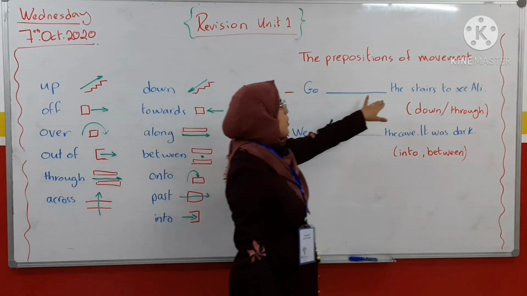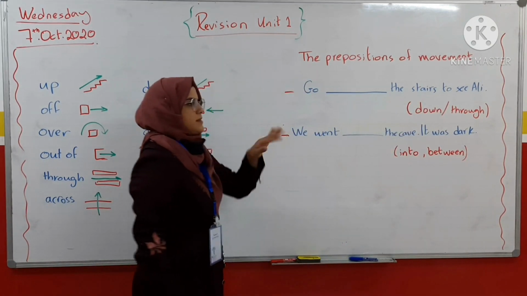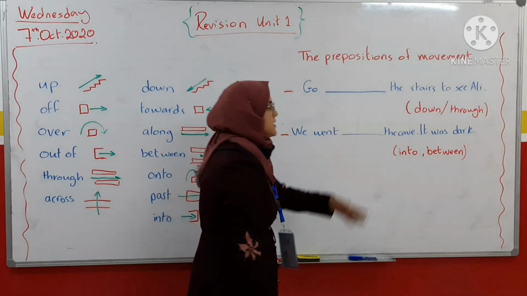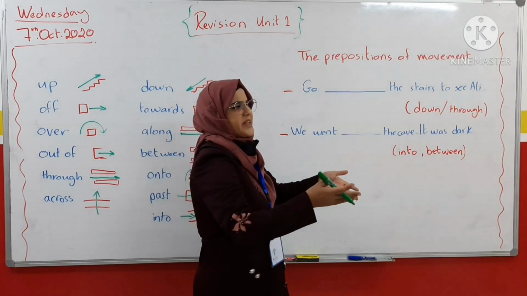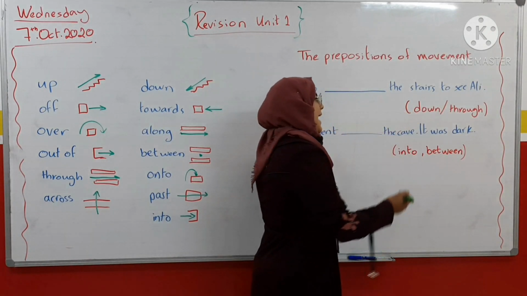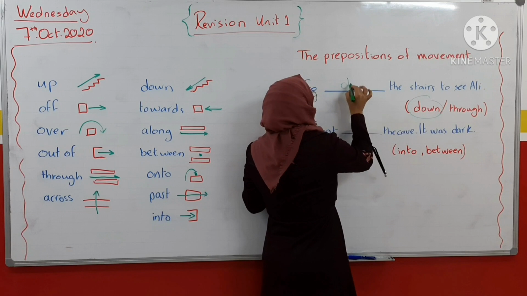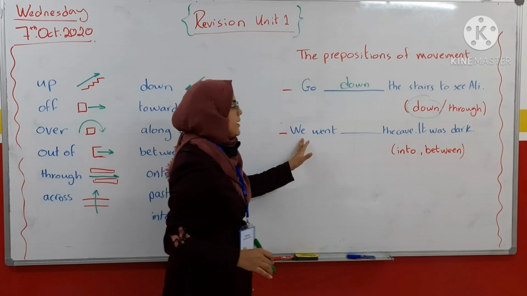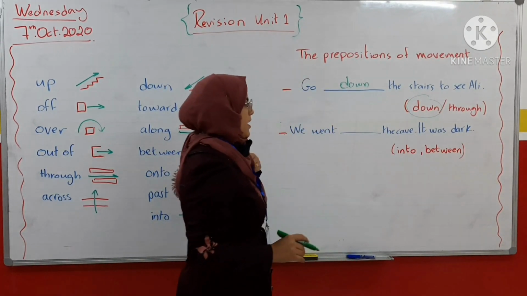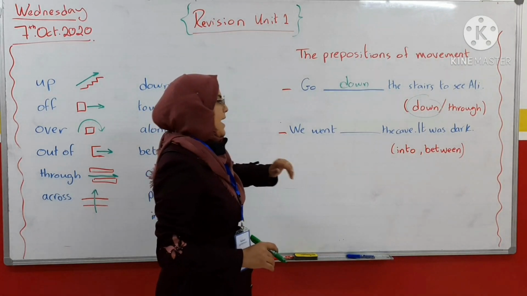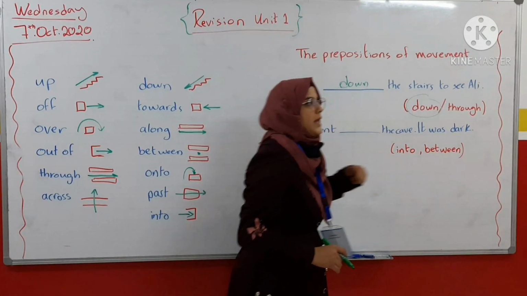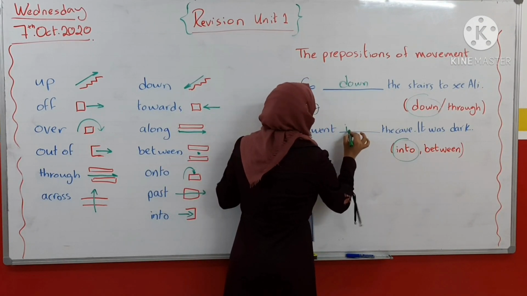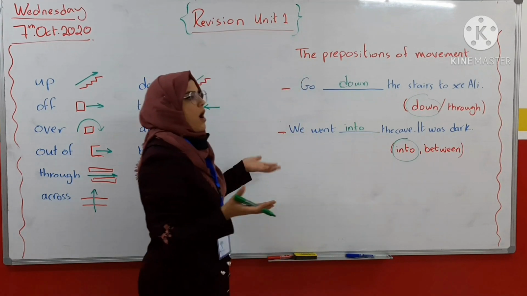First one: go the stairs to see Ali. Stairs means the stairs, okay? Go down the stairs to see Ali, or go through the stairs? Go down the stairs, that's right. Go down the stairs to see Ali. We went to the cave, it was dark. Cave means kahf. Into the cave or between the cave? That's right, into. We went into the cave, it was dark.